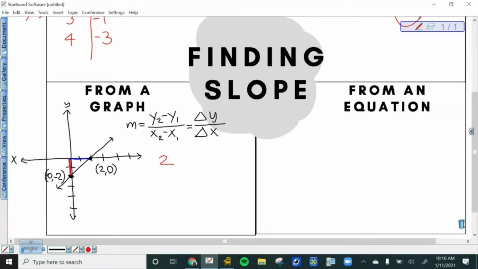This piece right here. And then my change in x, my horizontal change, should be 2. So change in y over change in x, and we draw this little triangle. Again, the vertical piece is our change in y. Horizontal piece is our change in x. And then is 2 over 2 in its most simplest form?